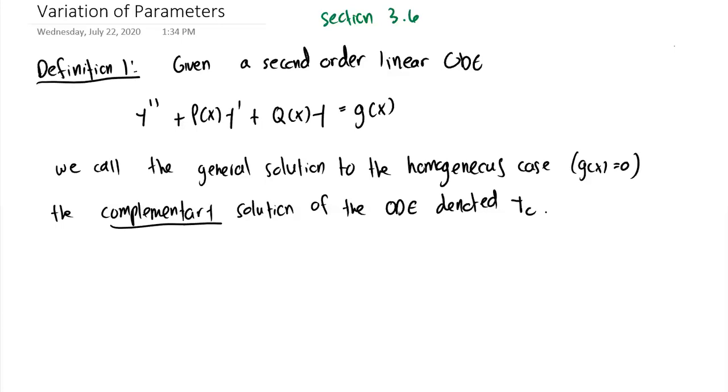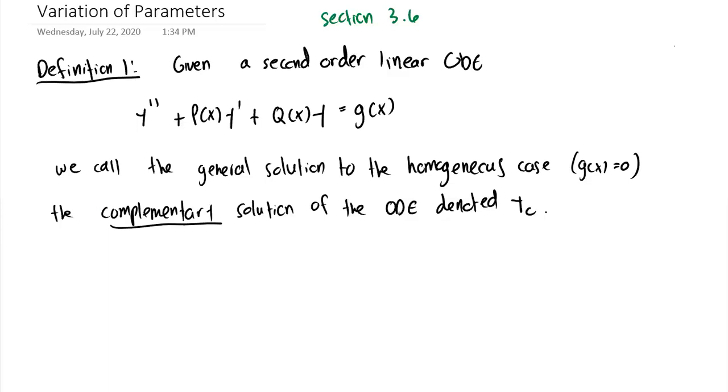First, I'm going to give you this definition. Given a differential equation like this, we call the general solution to the homogeneous case, where g of x equals 0, the complementary solution of the ODE, and we're going to denote it y sub c. I'm giving it a name so I don't have to keep saying the solution to the homogeneous case. I'm just going to say the complementary solution. Immediately you should know he's talking about the general solution for the homogeneous case, when we make g of x equal to 0. That's the only definition we're going to need.